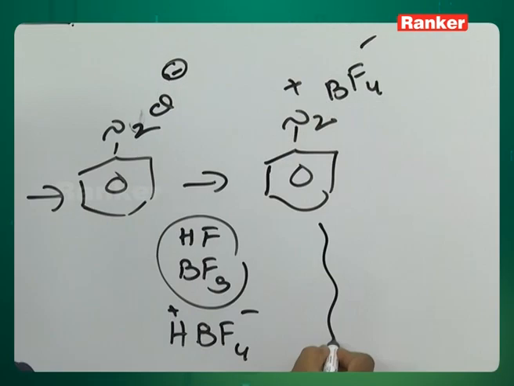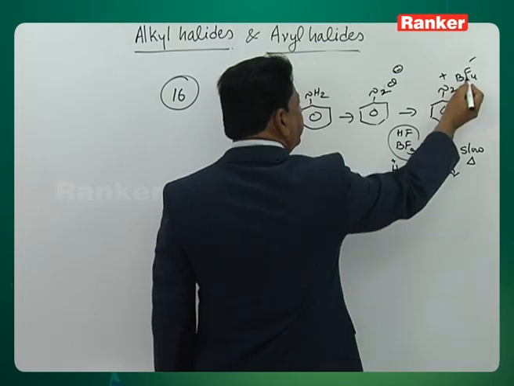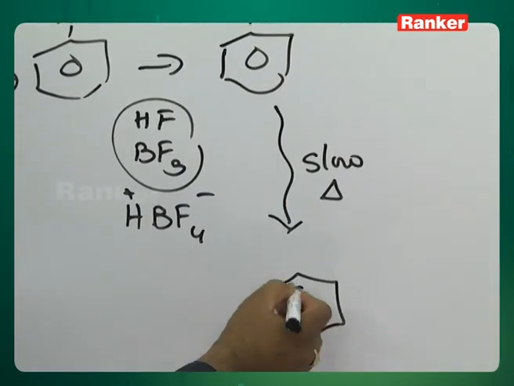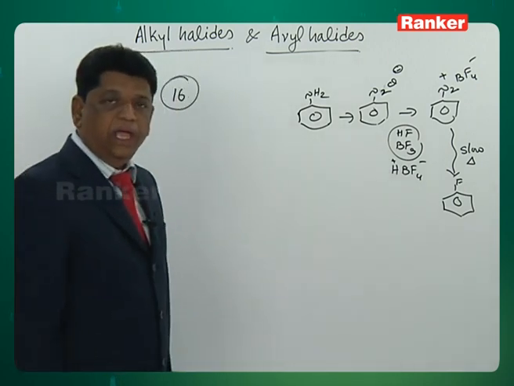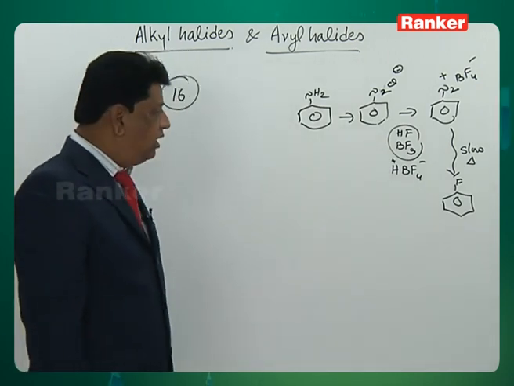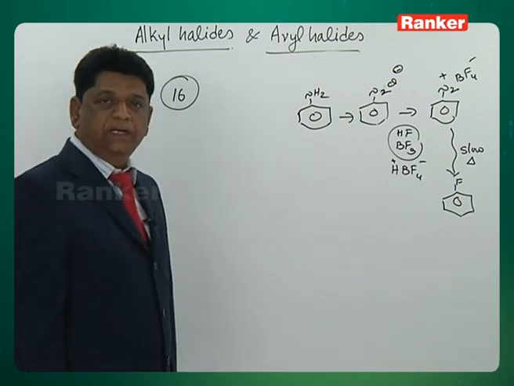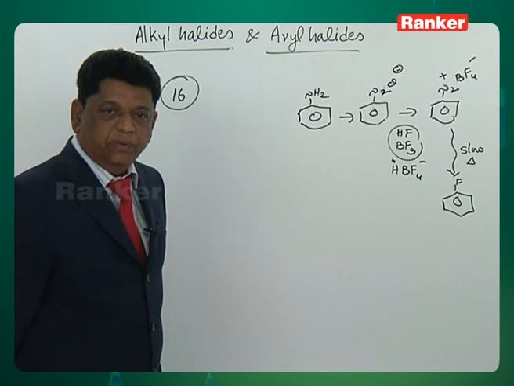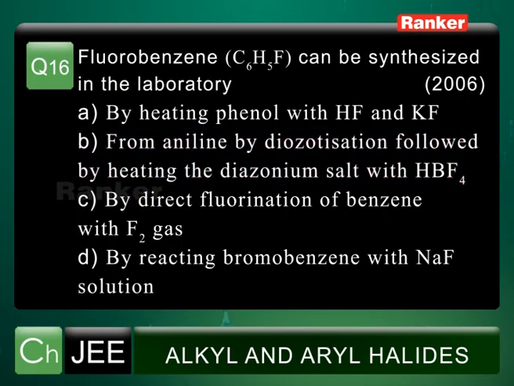So you heat it very slowly. Slow heating makes the fluorine enter the benzene without a violent reaction. Otherwise, direct fluorination is a damaging reaction which leads to a violent explosion. So we control the reaction slowly to get fluorobenzene. It is a name reaction called the Schiemann reaction. It was also asked in the last 2 years. So the answer goes to B.